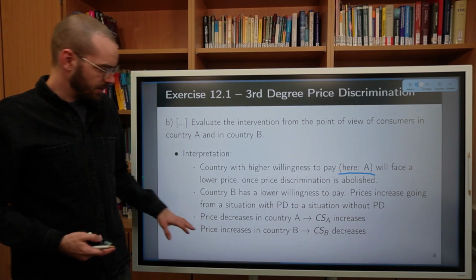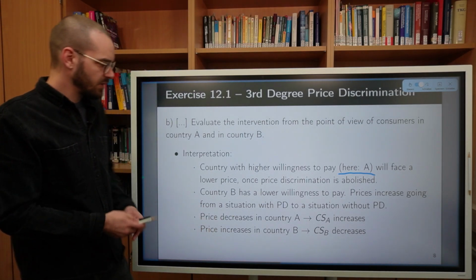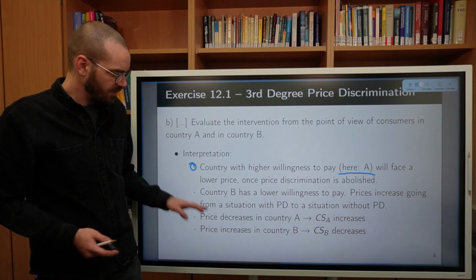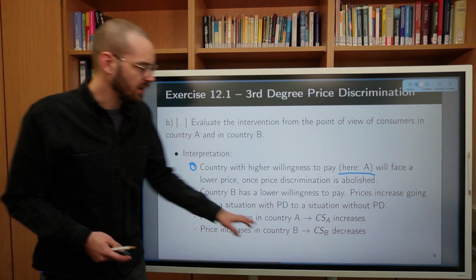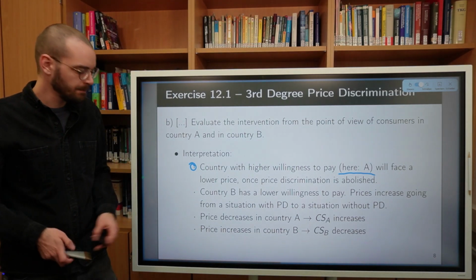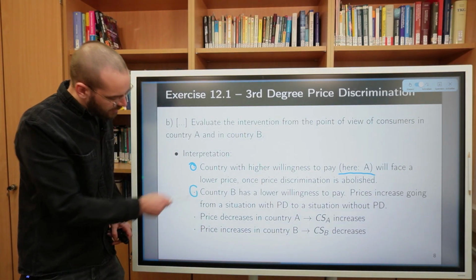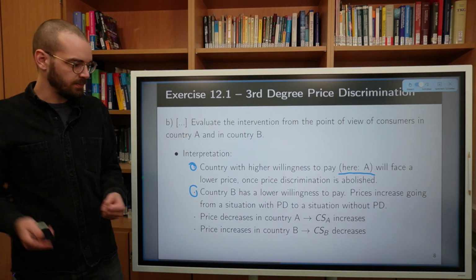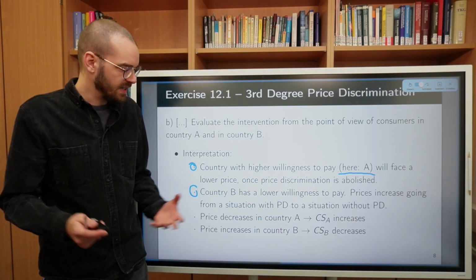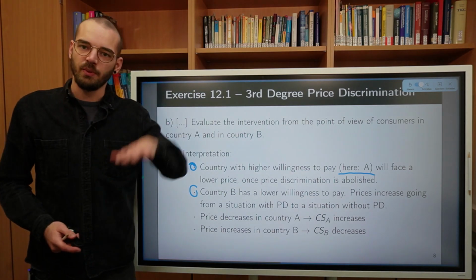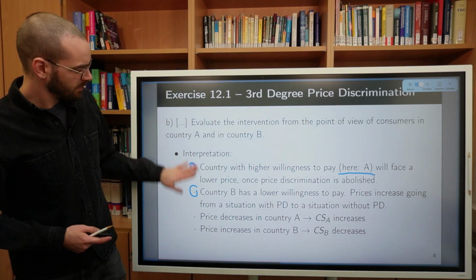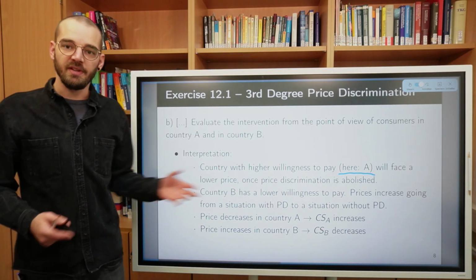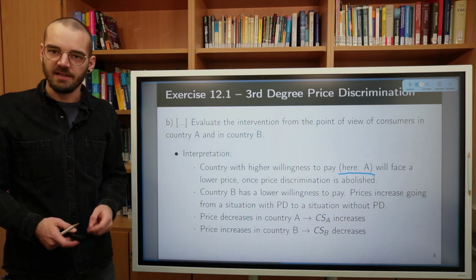Then finally, we know that there is a price decrease in country A from this first point, of course. So what this implies is if the price decreases in country A, consumer surplus will increase in country A. And then from the second point, of course, prices increase in country B, moving from task A to task B, and increasing prices imply that consumer surplus will decrease in country B. And thus we have an evaluation for both countries of this abolishment of price discrimination.